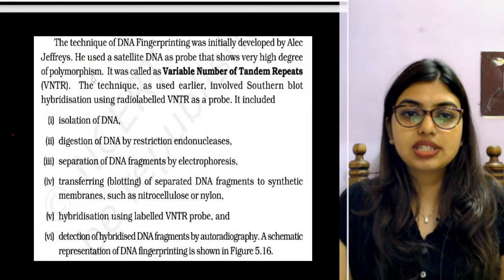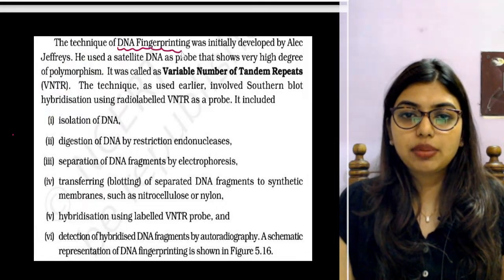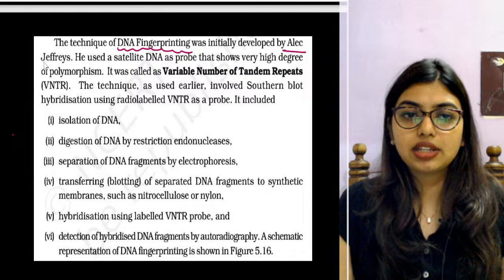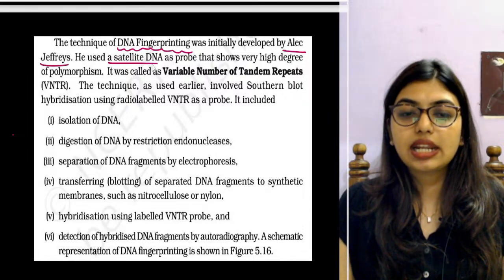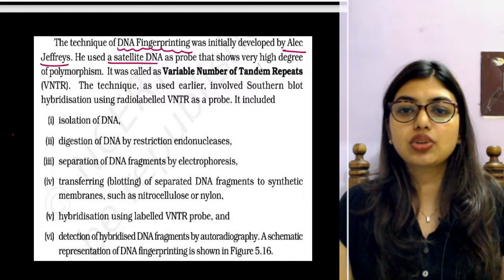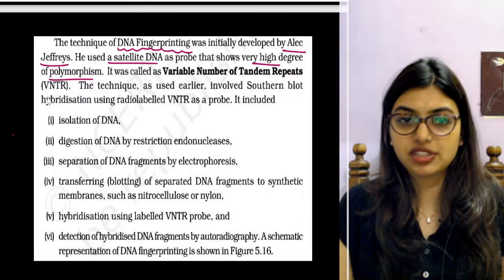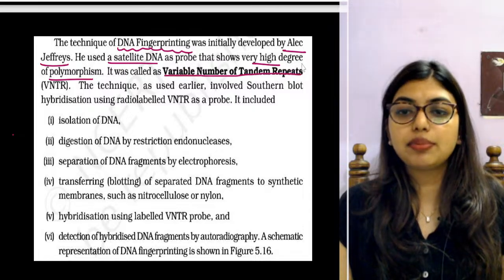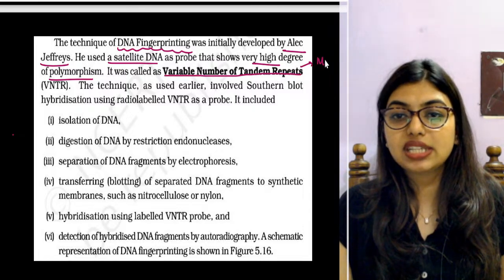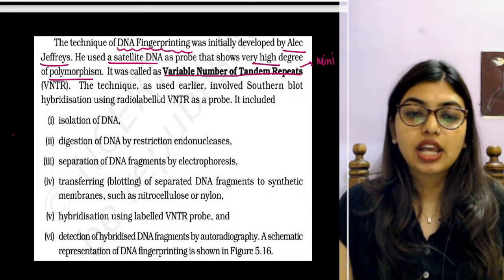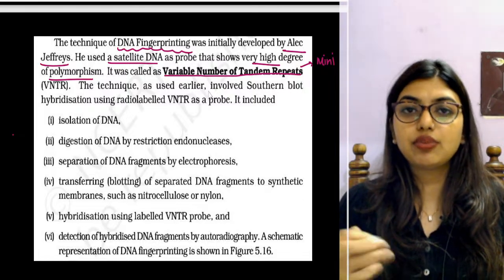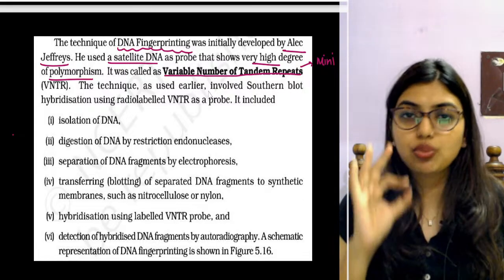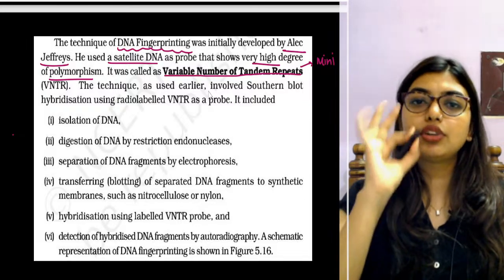Here, students, the technique of DNA fingerprinting was initially developed by Alec Jeffreys. He used a satellite DNA as a probe that shows a very high degree of polymorphism. It was called variable number of tandem repeats, which is present in the mini satellite. The technique earlier involved Southern blotting hybridization. Forget all this for now, and see how we will do DNA fingerprinting.